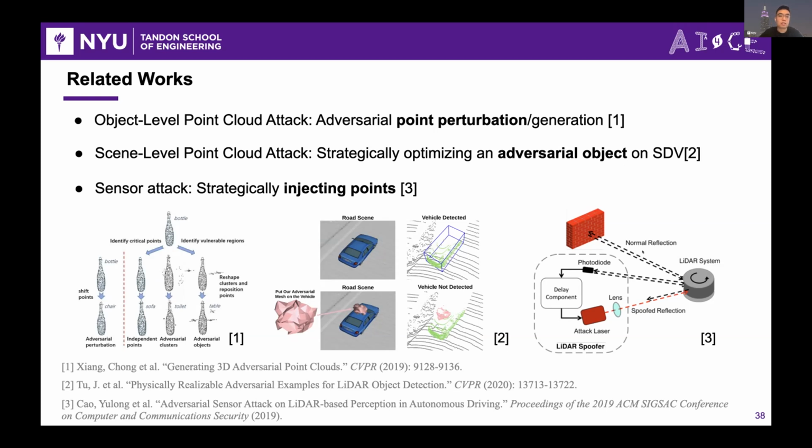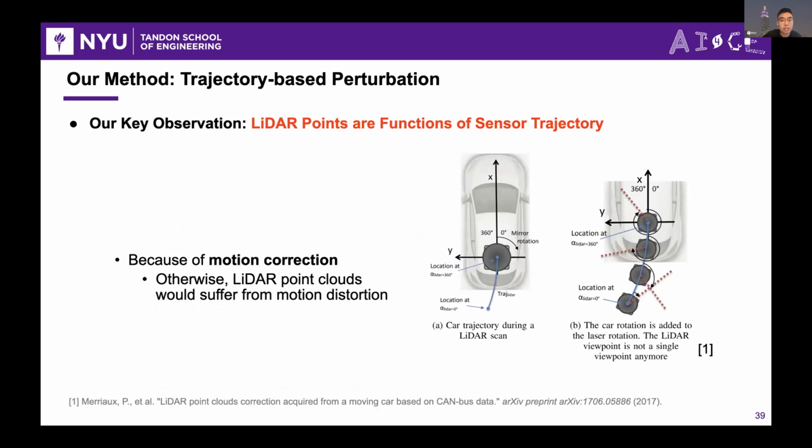So in summary, existing methods just try to manipulate the point coordinates in Euclidean space. But our key observation is that for the scene-level point cloud, the LiDAR points are functions of the sensor trajectory because of the motion compensation, right? Because the LiDAR is rotating while the car is moving, the different parts of the environment are captured at different time steps, and also in different coordinate systems. So the vehicle needs to aggregate all this information into a unified coordinate system.